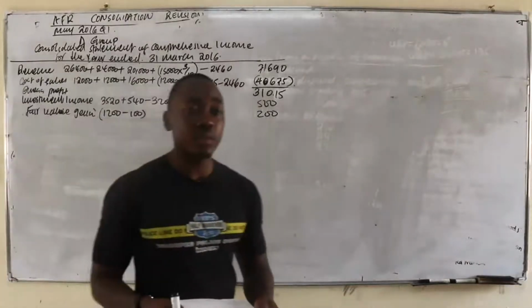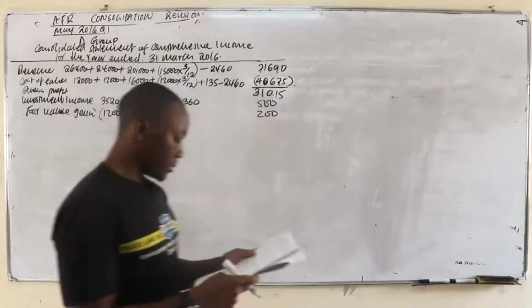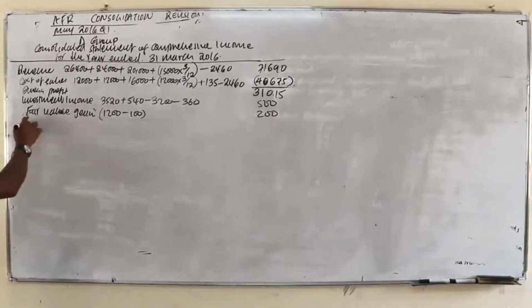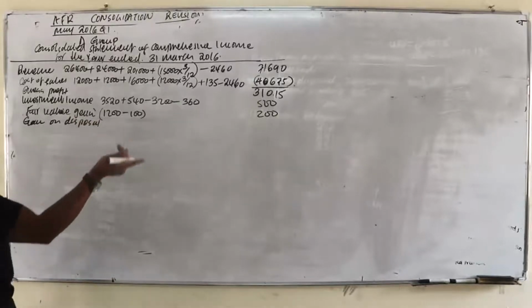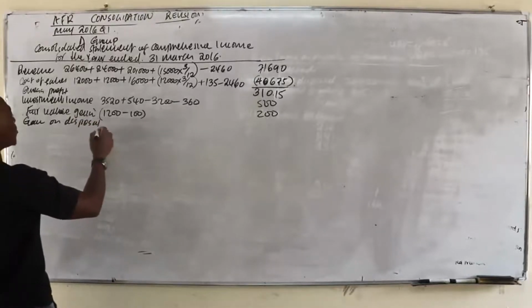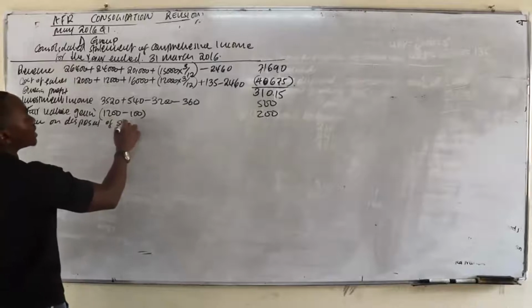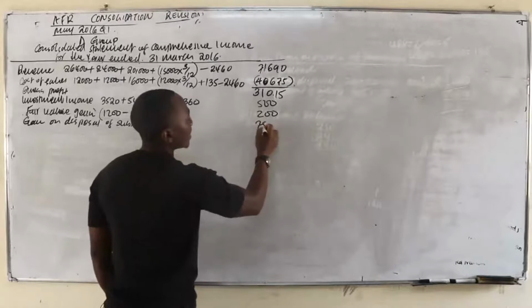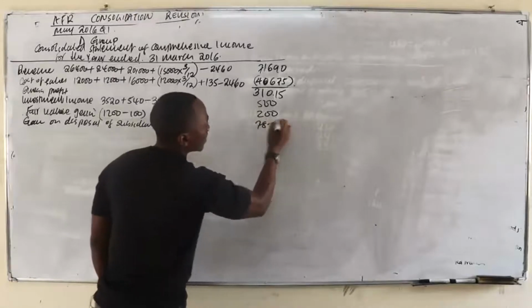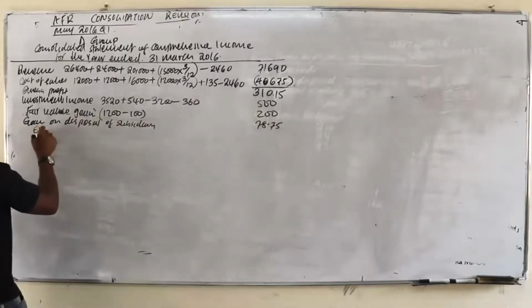What do you have to the expenses? Also, we had a gain on disposal of subsidiary. Yeah, gain on disposal of subsidiary. 78.75. Then let's deduct the expenses.